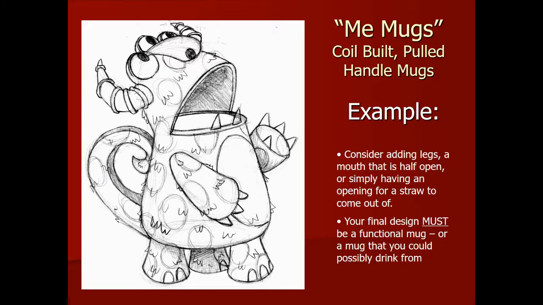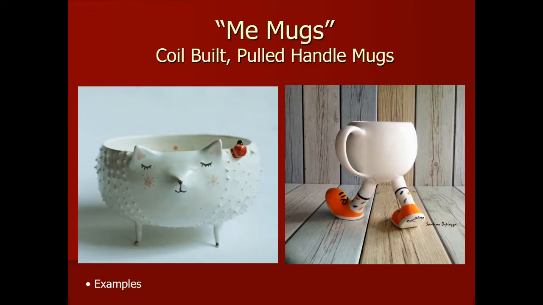Some things to consider are having a lid that you remove from your mug, raising your mug up so that it sits on legs, having the opening of your mug only be enough to pour liquid in and drink out of. These are all things to take into consideration as you're drawing your mug. Remember, though, that your final design must be a functional mug. It has to be something that you could possibly drink from, even if you don't plan on ever using it for that purpose. Here's some great examples of both proportion and those things to consider.